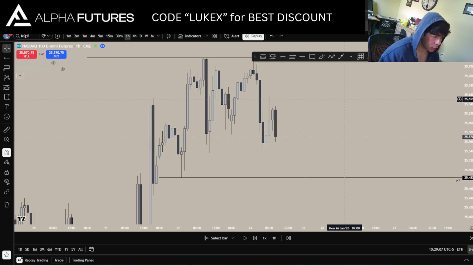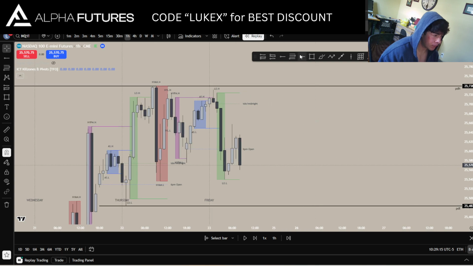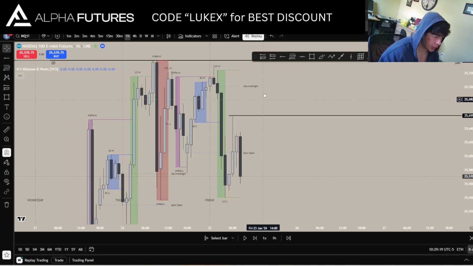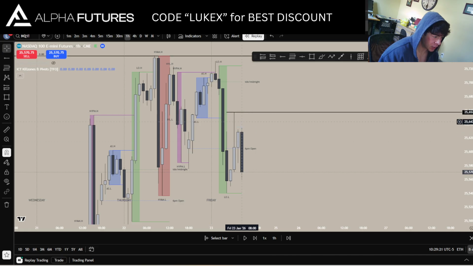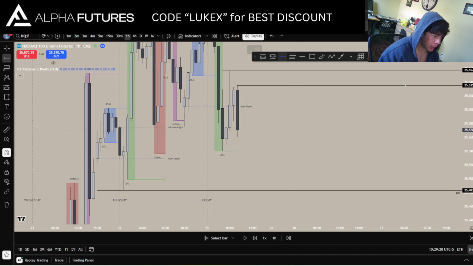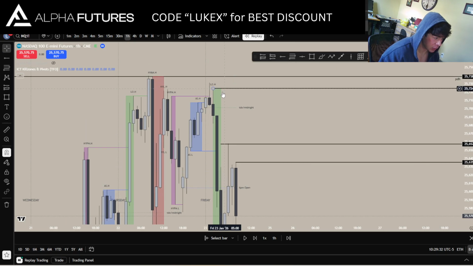Now I'm going to start marking out my draws on liquidity and thinking of potential scenarios for what price could play out here. So I'm going to put the kill zones indicator on. Okay, so what do we have here? We have this swing high right here, which is just a 15-minute high, but it's relevant to us because it did tap into this gap right here. We have this hourly high right here. And then for the rest of our buy side, we have this London high right here, as you can see, and then we have this small hourly high as well.